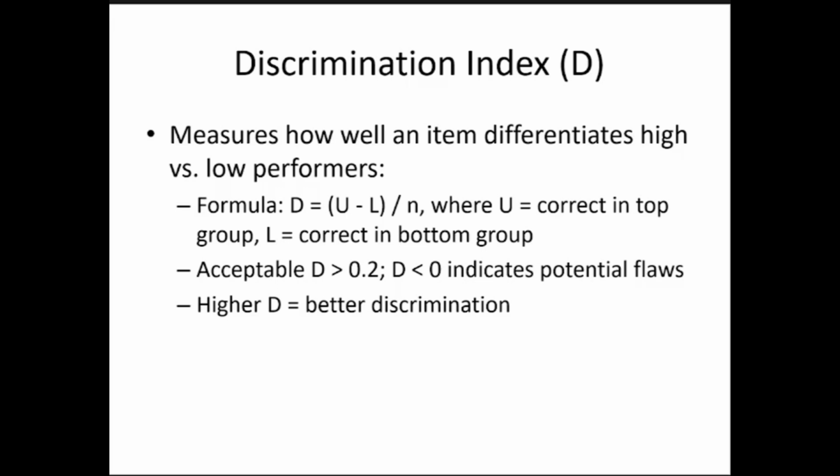The acceptable discrimination index, which is also known as D, should be more than 0.2, and if D is less than 0, it indicates that there are potential flaws. The higher the D value, the better this item or question is at discriminating between high achievers and low achievers. In Dow University of Health Sciences, if it is less than 0.1, then it is usually flagged by the exam software.